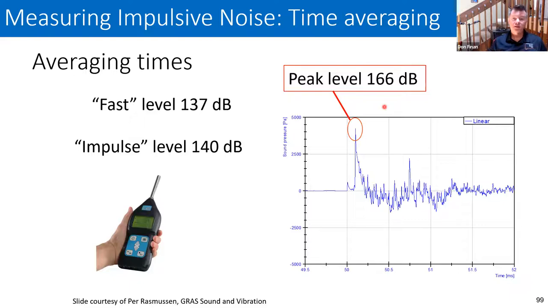Time averaging is averaging over a certain amount of time. It's averaging that energy, meaning you're taking that peak, you're not measuring the peak, you're averaging the energy around it. So that's always going to reduce the overall level that's showing up on a sound level meter. Even if you have an impulse setting on a sound level meter, and this one was 140, compared to the actual peak level that we would have measured from this study of 166 dB.